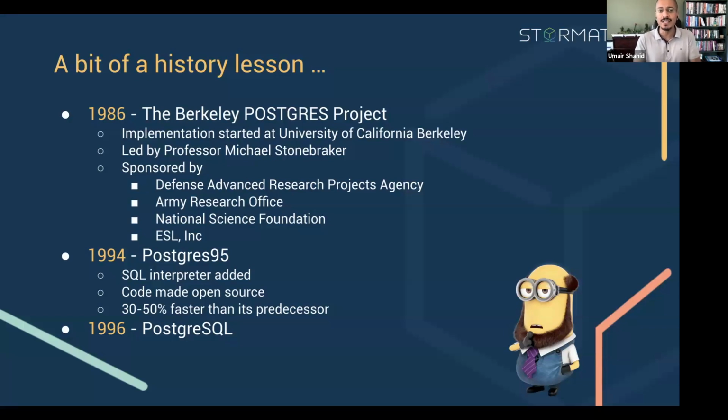Fast forwarding to 1994 is when Postgres was open sourced. The code was made available to the public with a bunch of improvements. At that time, it was named Postgres 95. In 1996, folks realized that it's not a name that is scalable because the year 95 is going to change to 96 and onwards. That's when it was named PostgreSQL, or Postgres for short. And that's how it exists to this date.